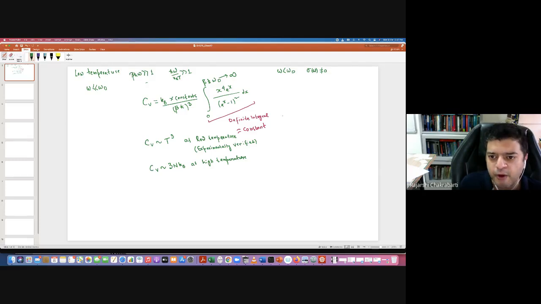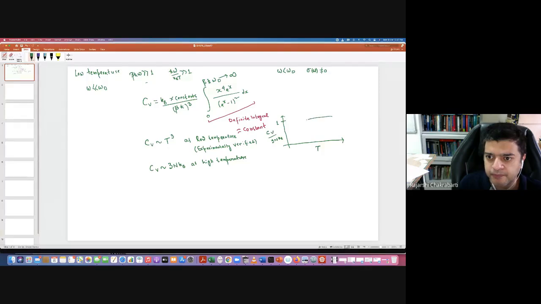So basically, if I plot CV, how does it look? I know that if I plot CV divided by 3N kB, if I plot molar heat capacity, then this N is the Avogadro number. So actually, you're dividing by 3 times R. If this is 1, then eventually in the high temperature limit, it will be 1, isn't it?